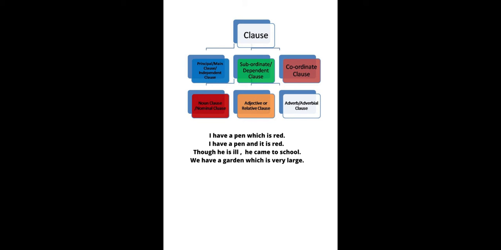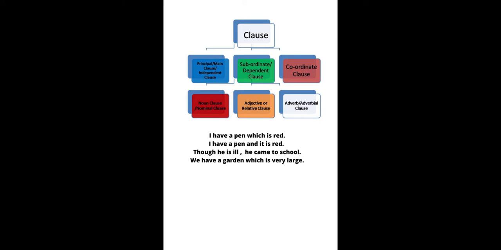First type: principal or main or independent clause. There are three names for the first type of clause. Principal, P-R-I-N-C-I-P-A-L, principal; main, M-A-I-N; independent, I-N-D-E-P-E-N-D-E-N-T, independent clause.